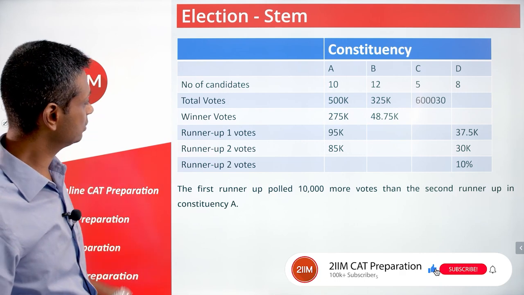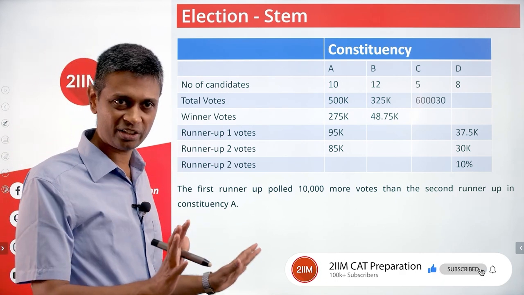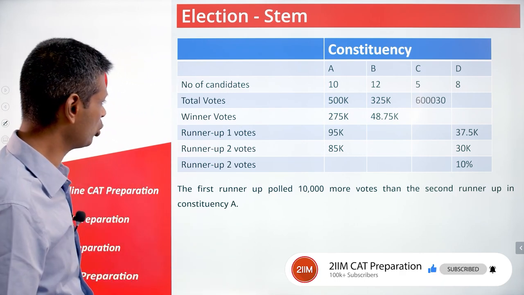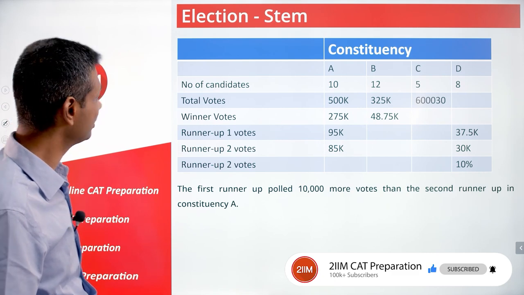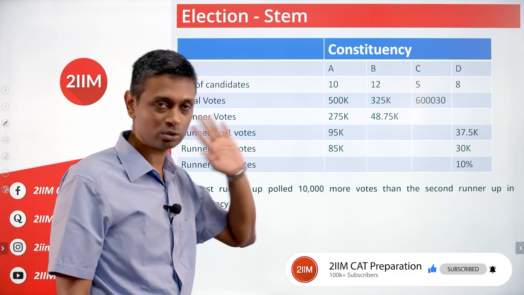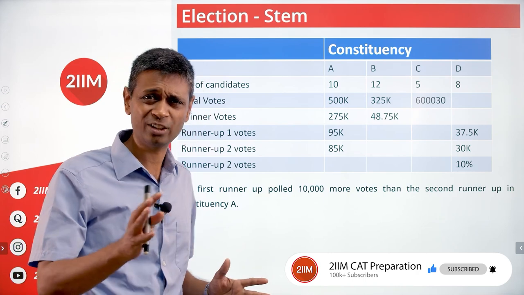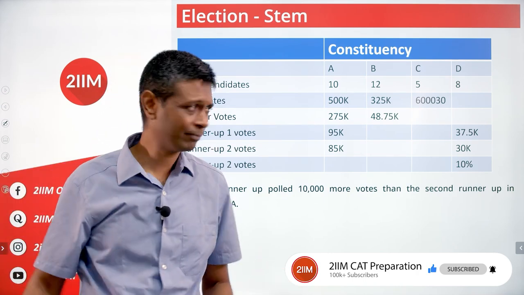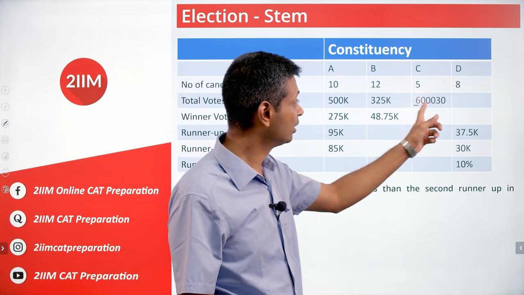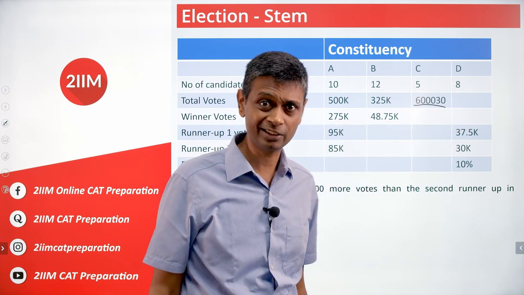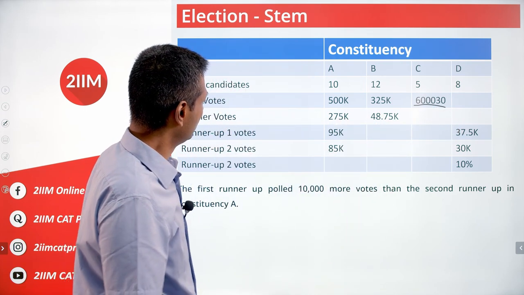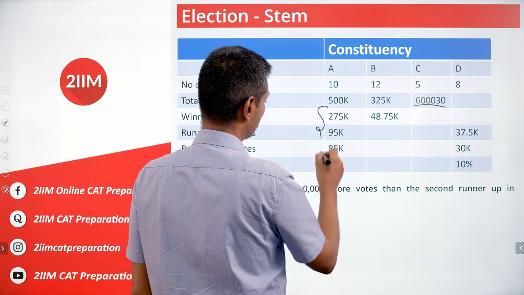Number of candidates, 10. So we've just captured this data. Let's look at this. The first runner-up pulled 10,000 more than the second runner-up. So the second runner-up got 85,000. That we know. Just using K to denote 1,000, so putting three zeros all the time. This number is not friendly, so I've used it as it is, 6,30,000. Very interesting. This guy has won a lot.